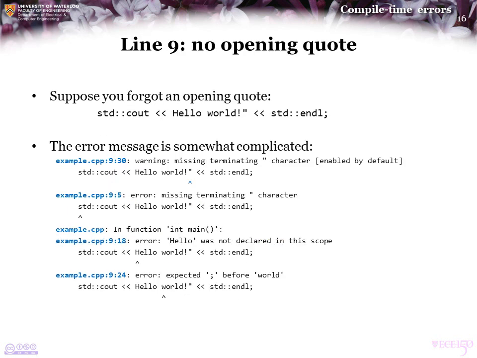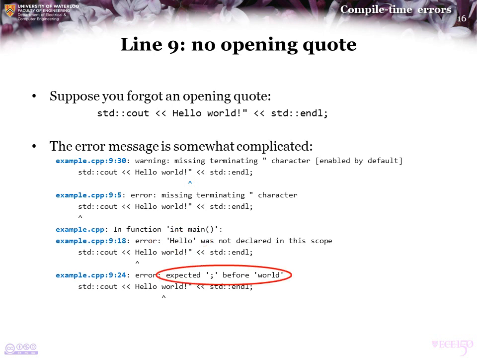Suppose that we forget an opening quote to the string hello world. The first thing the compiler points out is that we're missing a terminating double quote. We have an opening quote, we need a closing double quote on the same line. But the compiler nevertheless tries to carry on because it's trying to interpret hello as if it was, say, for example, the name of a function or a variable. And it's saying hello was not declared in this scope.